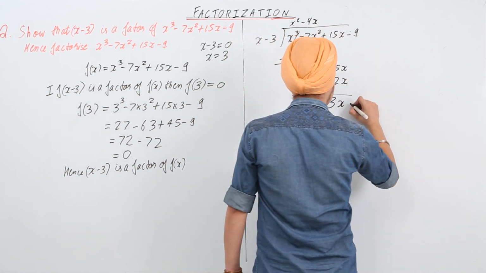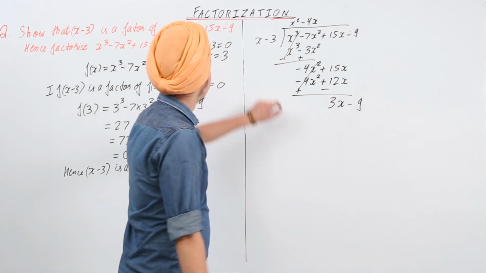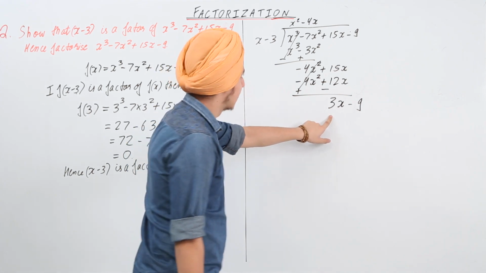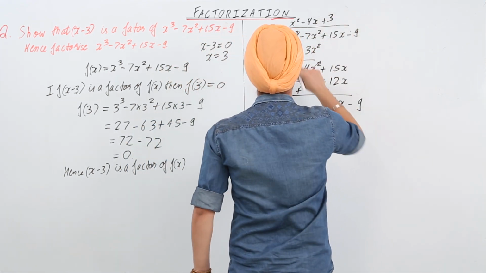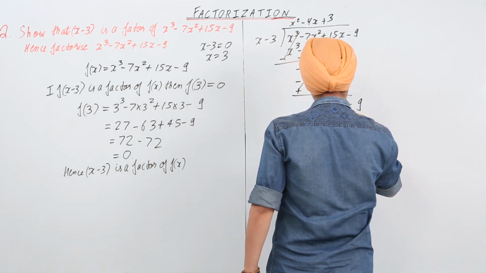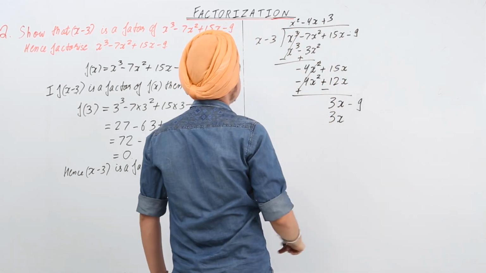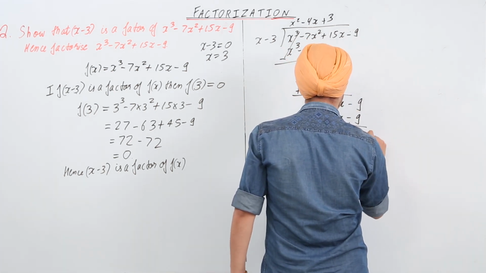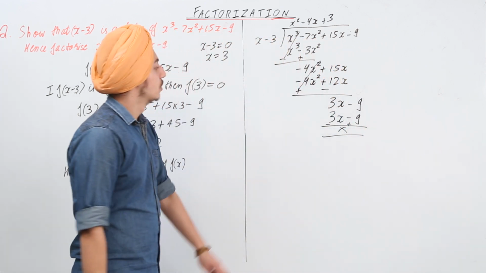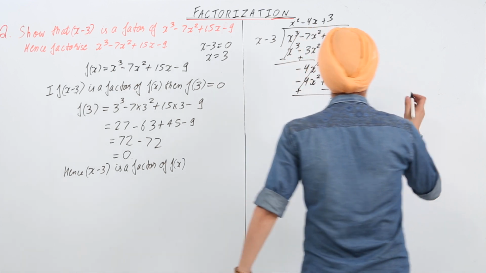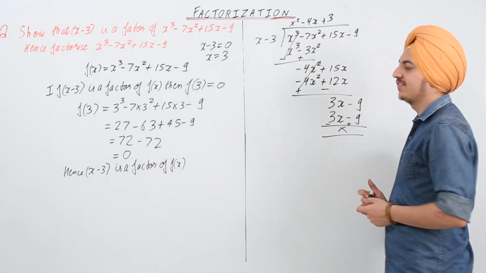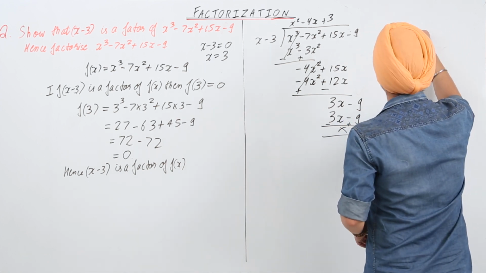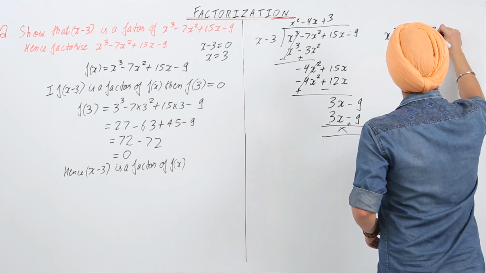And we bring this 9 down over here, and now we have to find a term which when multiplied with x results in 3x. So that is equal to 3. So 3 into x is equal to 3x, minus 3 into 3 is equal to minus 9. So this is minus over here and plus over here. So this comes out to be equal to 0. So the other factor of the equation x cube minus 7x square plus 15x minus 9 is equal to x square minus 4x plus 3.